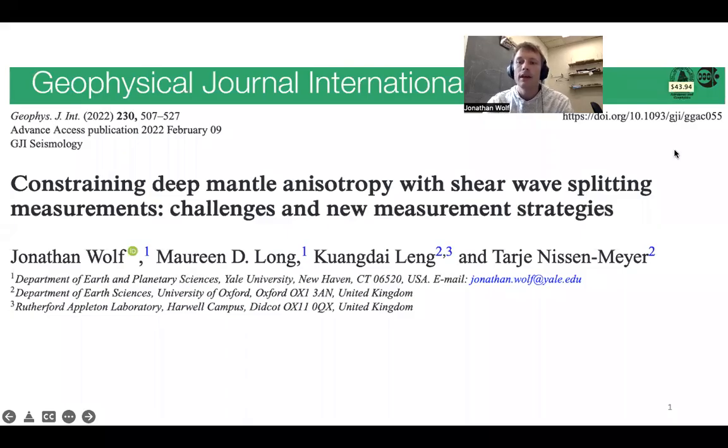Hi, everyone. In the following, I'll be presenting the highlights from our recent paper named Constraining Deep Mantle Anisotropy with Shear Wave Splitting Measurements, Challenges and New Measurement Strategies. In this paper, I and my co-authors Maureen Long, Quendai Lang, and Tarja Nissen-Meyer investigate commonly applied shear wave splitting techniques and their underlying ray theoretical assumptions. We also suggest improved and new shear wave splitting strategies.